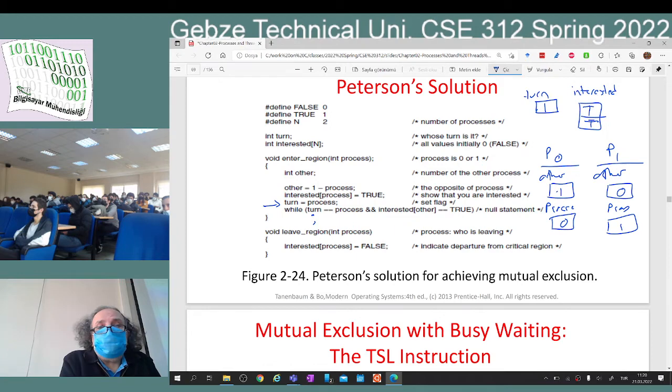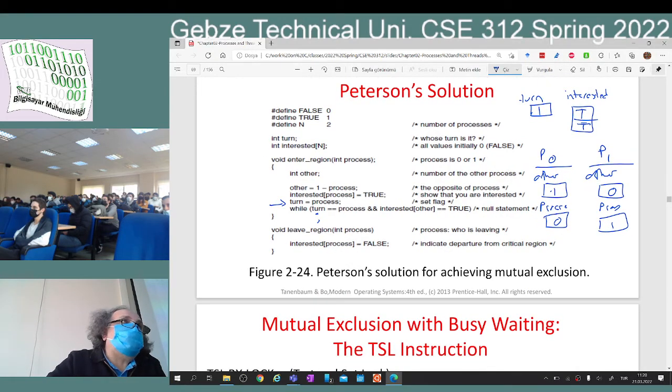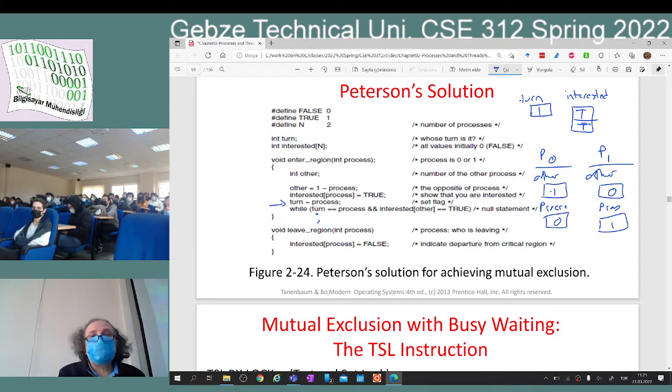So that's a solution that will satisfy all of our needs. Process 0 can enter the critical region, can leave, and can enter the critical region again without having to wait for process number 1. So rule number 2, 3, 4 will not be violated. And rule number 1 cannot be violated. We have seen that one. Good. Any questions? Yes?